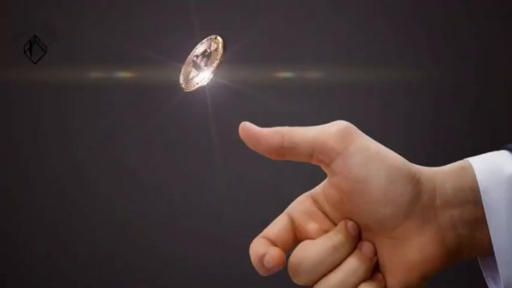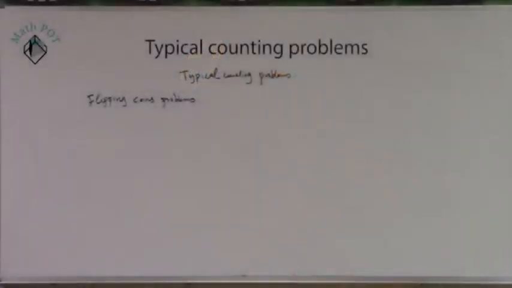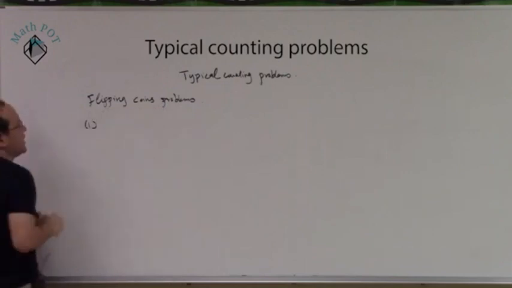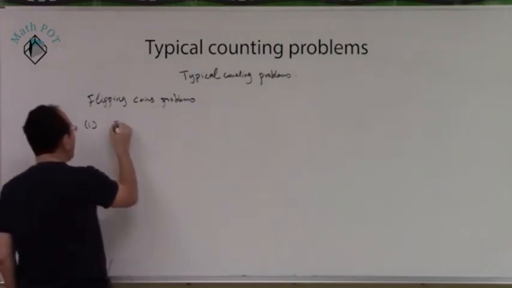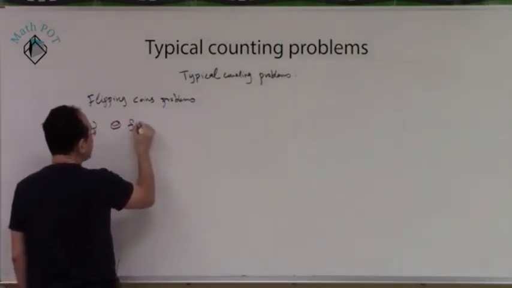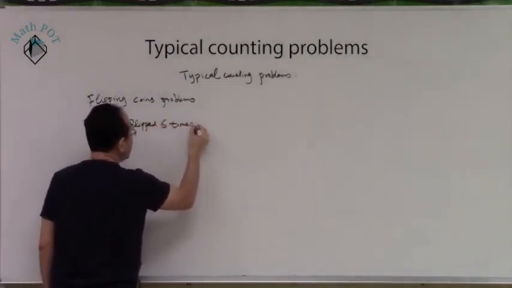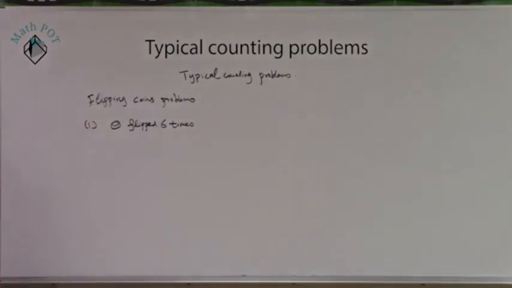Now, flipping coins problems. Try to fully understand these. I'm going to put out a few typical problems, so based on those typical problems, try to understand this topic. First one: a fair coin is flipped six times. Let's figure out how many possible outcomes there are. So think about this, our first typical problem about flipping coins: a fair coin flipped six times. Let's figure out how many possible outcomes.